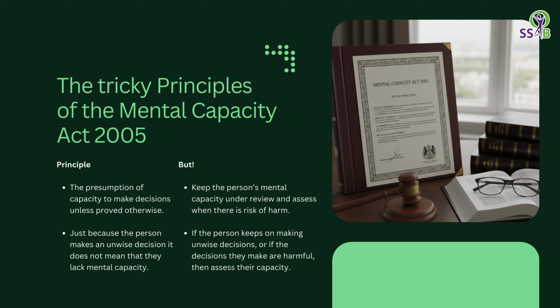And the other problematic principle is the third one. Just because a person makes an unwise decision, it does not mean that they lack mental capacity. However, if they keep on making unwise decisions, or if the decisions that they make are harmful, then think, does this mean that the person actually is unable to make the relevant decisions? And if so, should I now consider if their capacity should be assessed? Remember that the Mental Capacity Act does not give people the right to make unwise decisions.